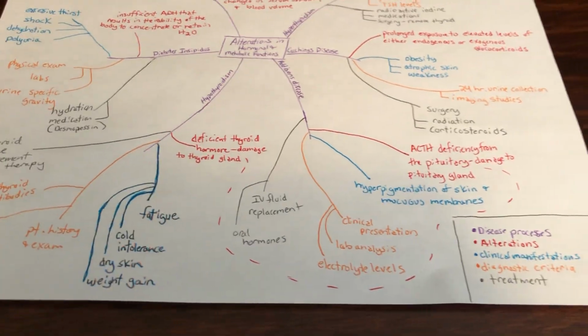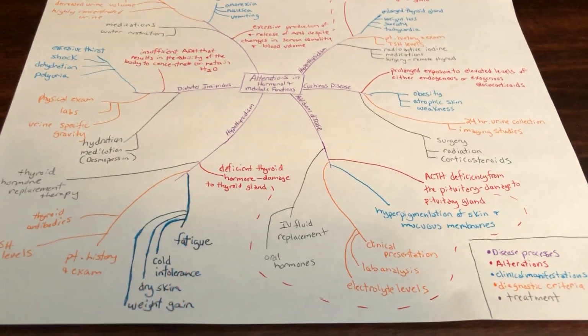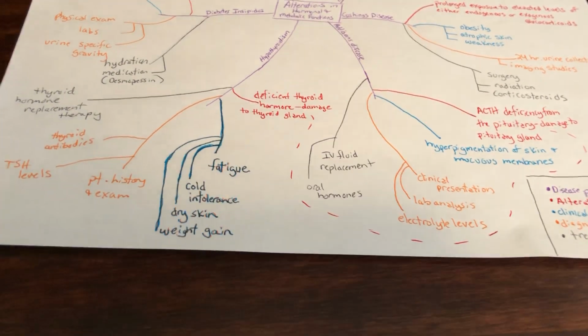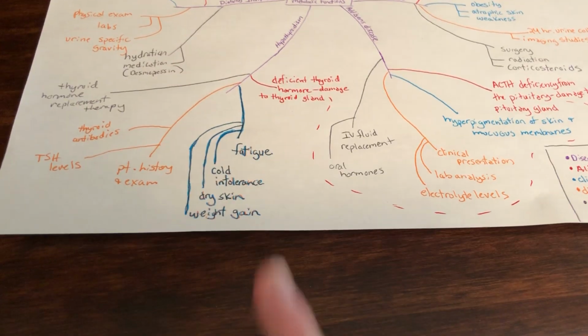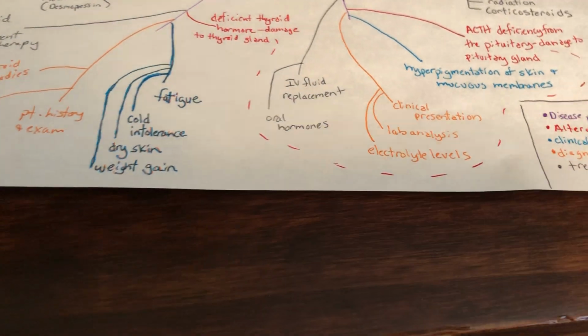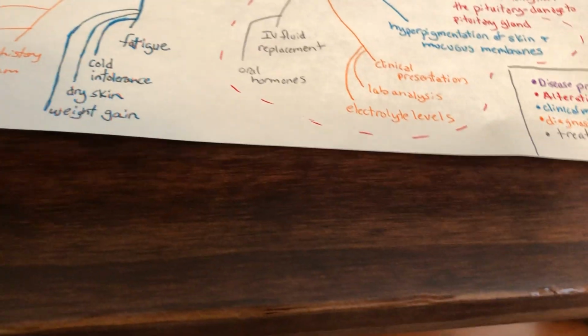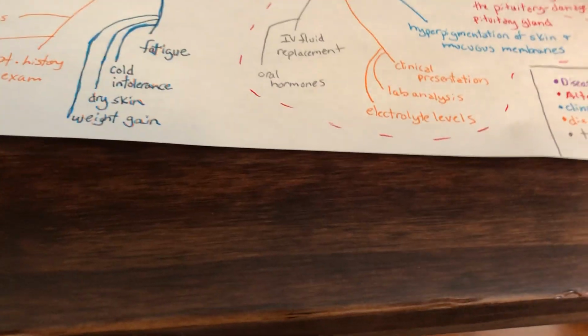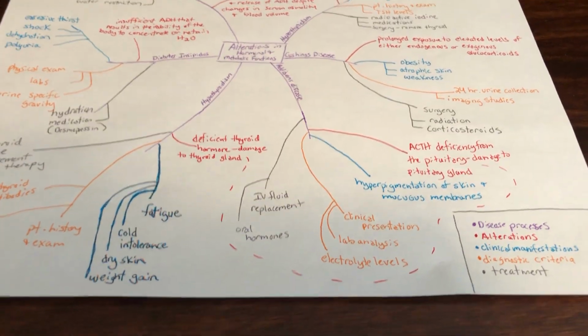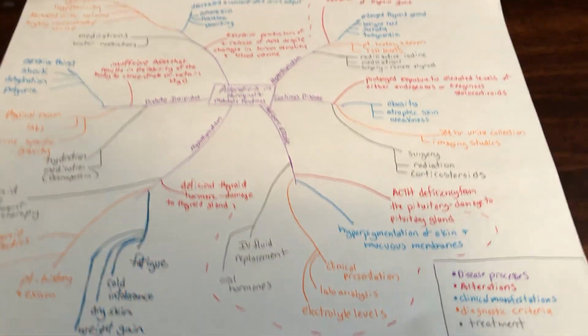Then the last thing, I have a couple lines. I connected ones that were similar, I guess. With hypothyroidism, we're talking about a deficiency in the thyroid hormone. And then with Addison's disease, we similarly are talking about a deficiency in the ACTH from the pituitary. So I drew a line between those two. I don't know if that's right or not.